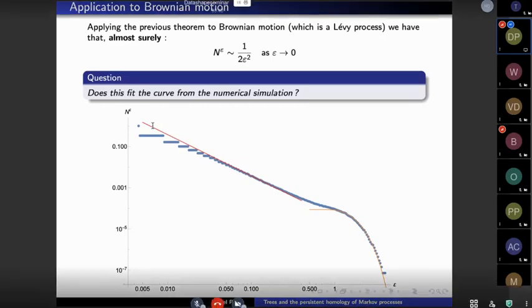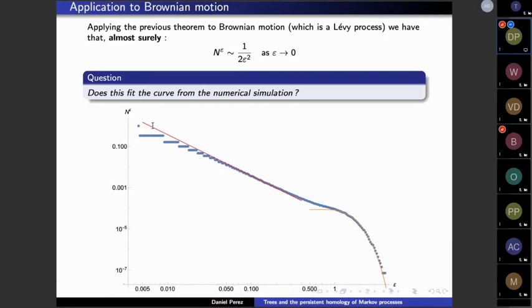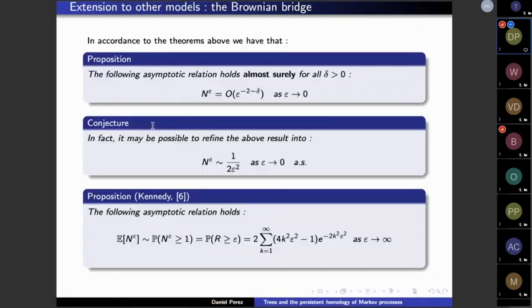And so it's quite interesting to look at what happens for this case. It turns out that it's a little bit harder to study the Brownian bridge because it is not a Lévy process anymore. And so there's a little bit less that we can say. But nonetheless, the theorem that I presented linking regularity and the upbox dimension of the tree still tells us that essentially the following asymptotic relation should hold almost surely.